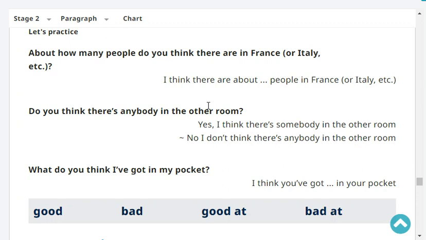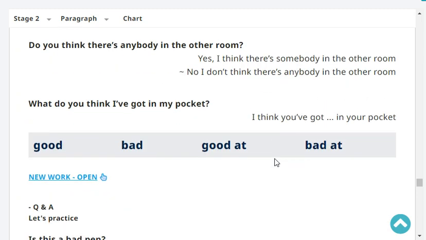Do you think there's anybody in the other room? Yes or no? Yes, I think there's somebody in the other room. Very good. What do you think I've got in my pocket? I think you've got... what? What do you think? Cell phone, money, nothing. A wallet in your pocket. Very good. Okay, next, repeat.